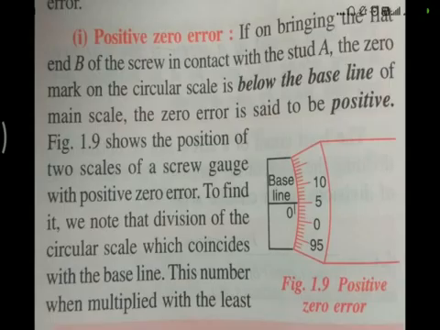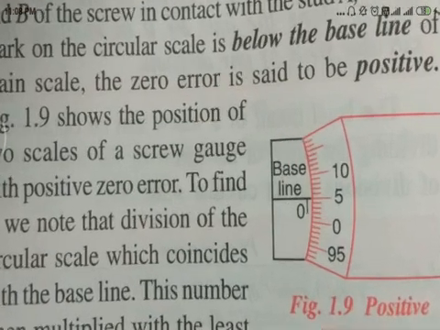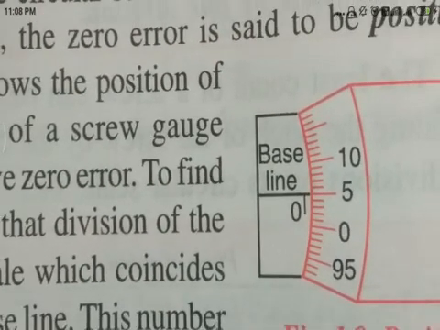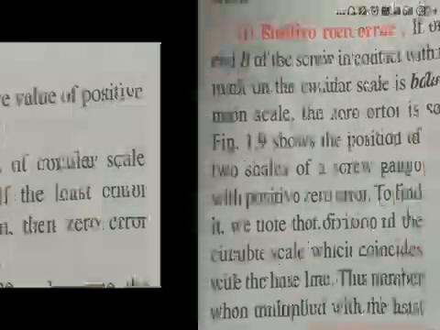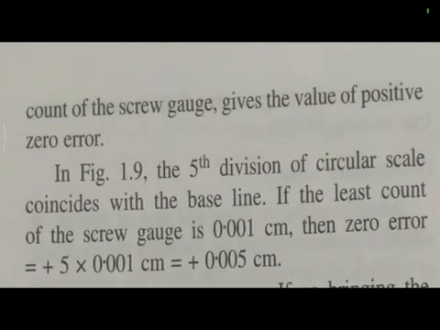That error is calculated by finding the coinciding line. Coinciding line means, on the circular head, which division is coinciding with the baseline. See, over here the fifth division is making a straight line with the baseline. That means 5 is the coinciding division. Now, the positive error will be plus coinciding division multiplied by the least count, right?